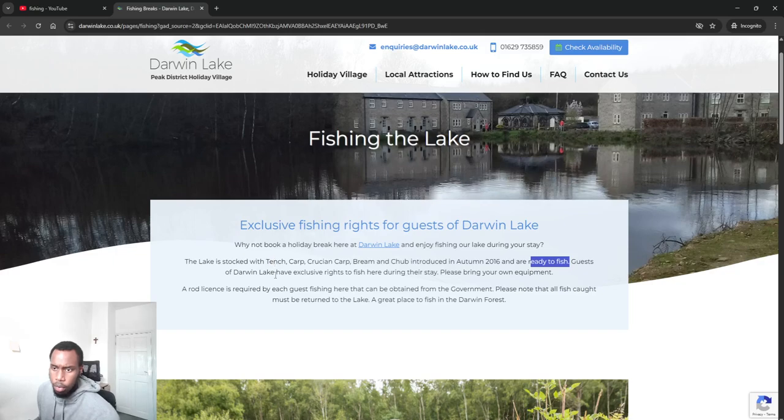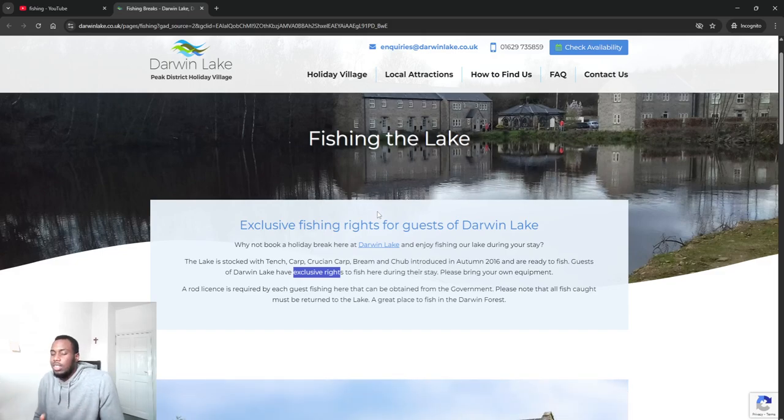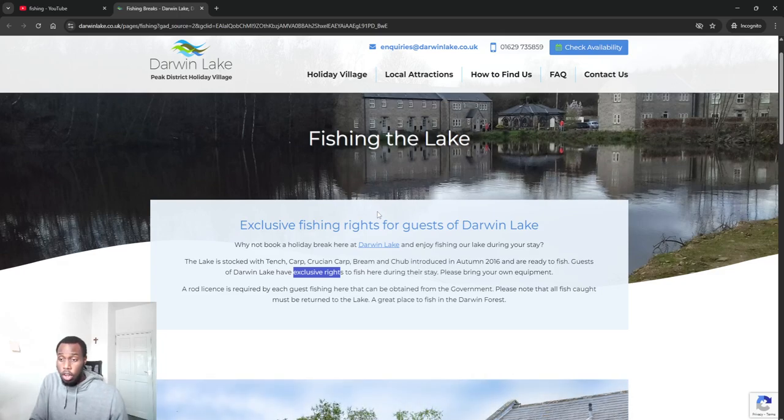Guests of Darwin Lake have exclusive rights to fish here during this day. Please bring your own equipment. So to me, if I was rewriting this copy, I'd probably put this in bold, exclusive rights. It sounds like scarcity, right? You have exclusive rights over this weekend to fish here. We've got things that are ready to fish for you. You can take a holiday break, right? So I would highlight that a little bit more.